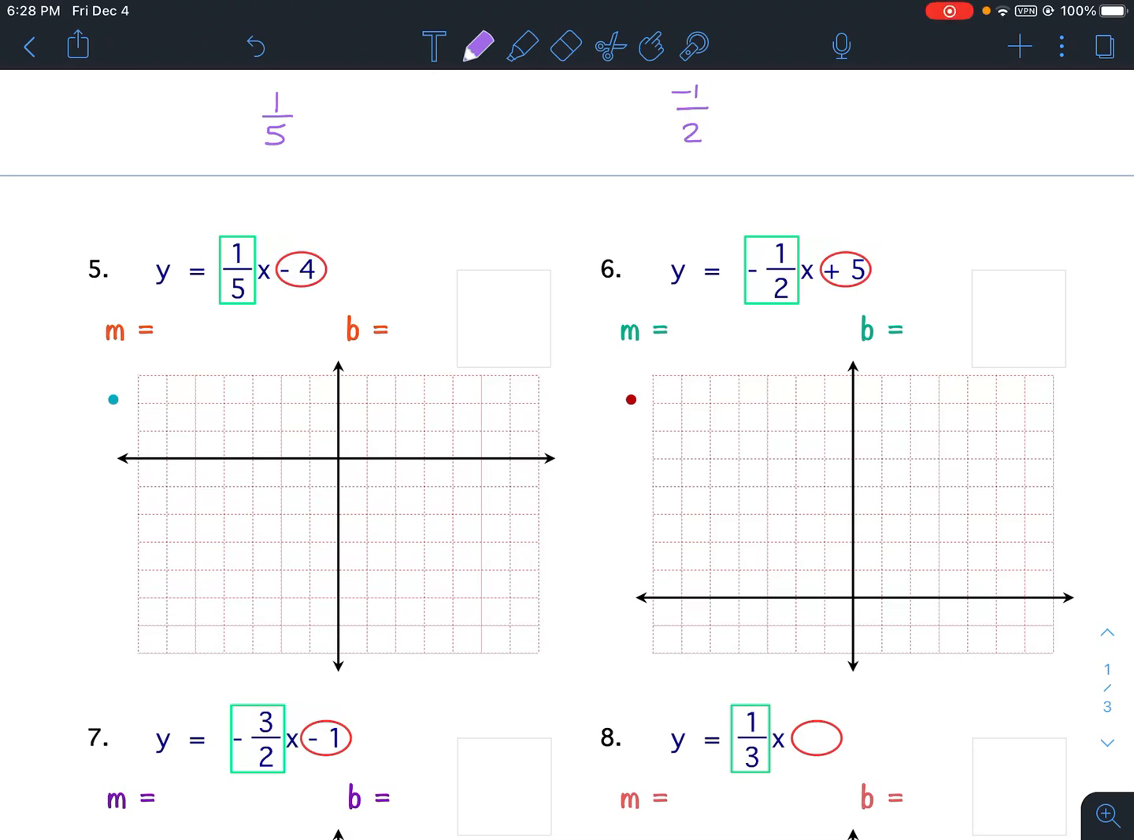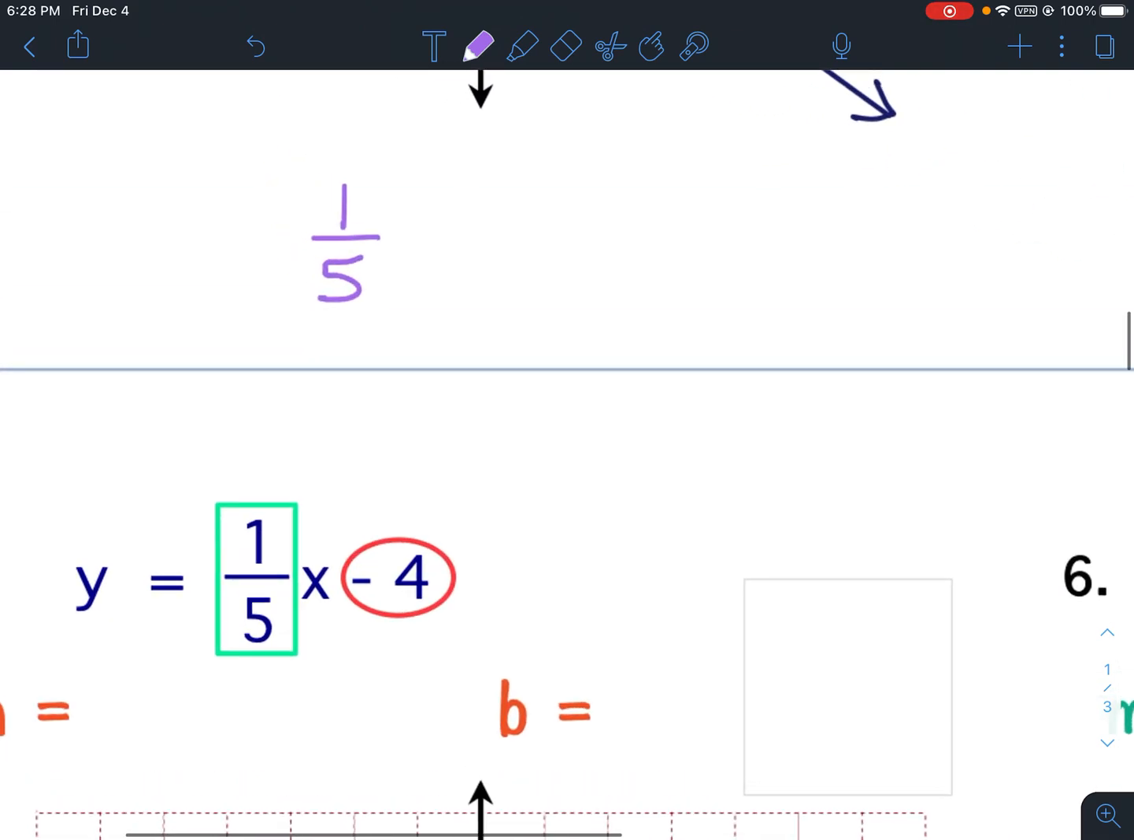Graphing linear equations, worksheet number 1, questions 5 and 6. Before I answer 5 and 6, I want to explain why the slope is always to the right. When you're graphing, I told you that if it's positive, you go up and then to the right, and if it's negative, you go down and to the right. I know some people were asking, why is it always to the right? So let me give you a brief explanation.